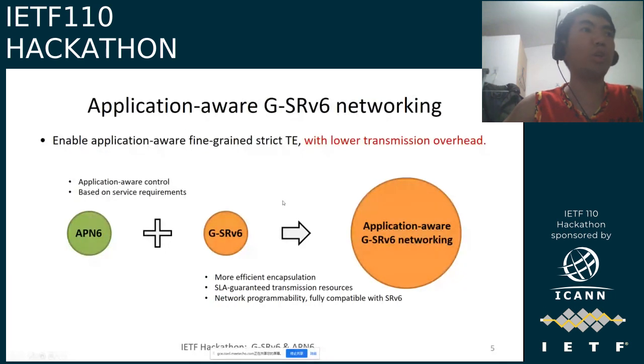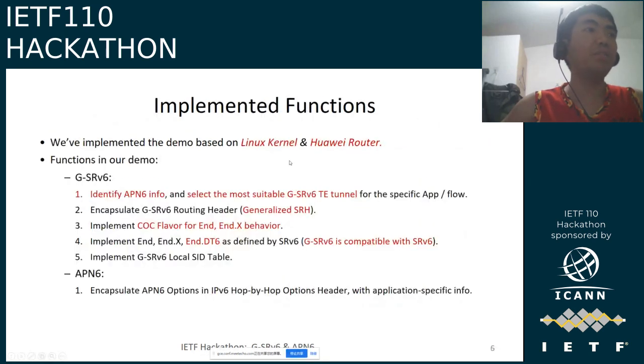Okay, based on GSRv6 and APN6, we present application-aware GSRv6 networking. It combines their advantages to enable application-aware fine-grained strict TE with lower transmission overhead. In this hackathon, we implement a demo for it based on Linux kernel and Huawei router.